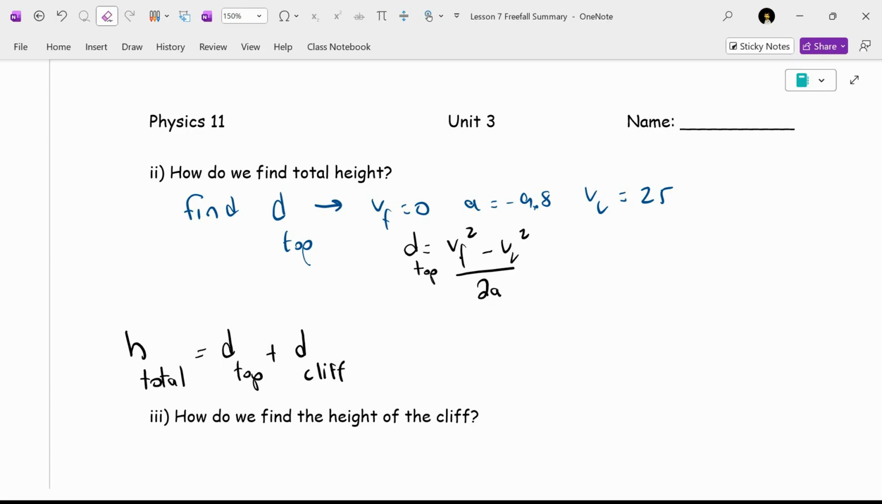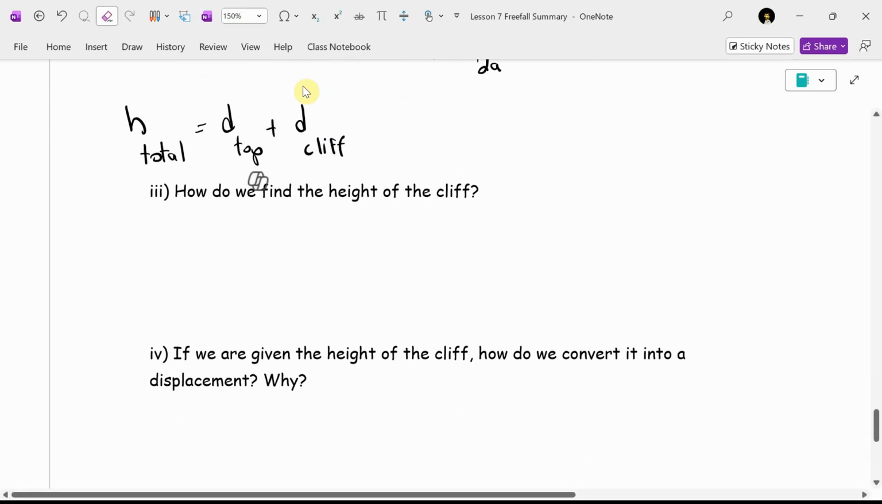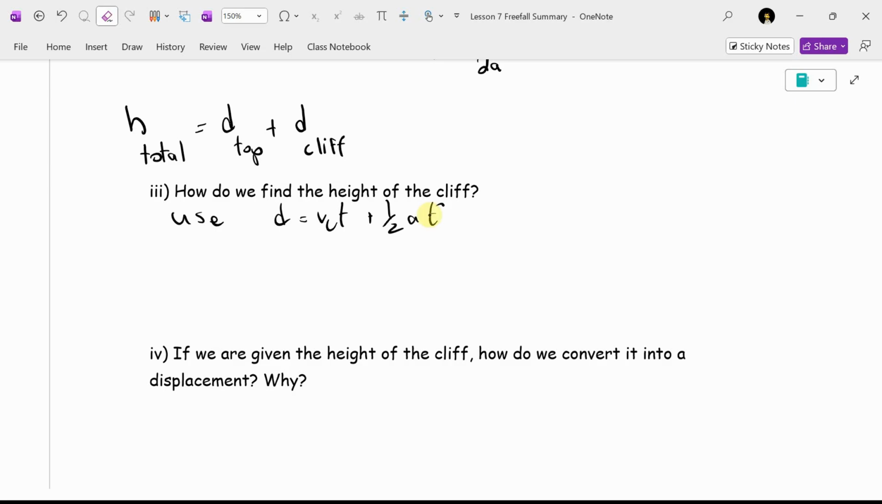But we can figure that out. What I'm trying to get you to realize is, with a bit of cleverness, don't panic. You can figure out a lot of stuff in terms of free fall just with what we have and being clever. How do we find the height of the cliff? Well, it would depend on what they gave us, but we would use either D equals VIT plus a half AT squared, or we would use D equals VF squared minus VI squared all over 2A. We would need VF. We would need to figure it out because it's not 0.